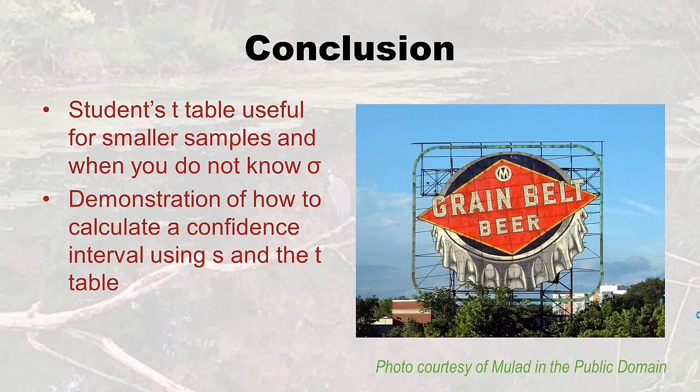So in conclusion, Student's t-table was really useful to us, and it was really useful to him and everybody else who needs to deal with smaller samples and when you don't have a population standard deviation. So you can actually make a confidence interval and estimate mu anyway, even with these problems. And then I concluded this lecture with a demonstration of how to calculate a confidence interval using the sample standard deviation and using the t-table.